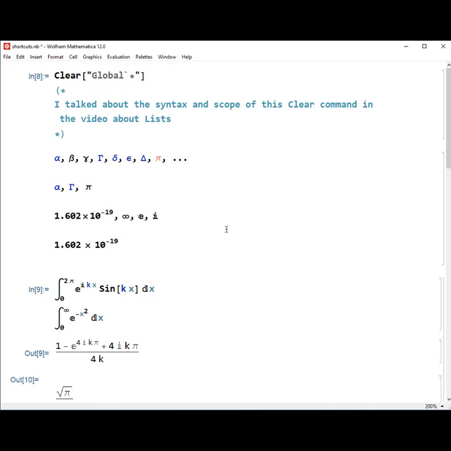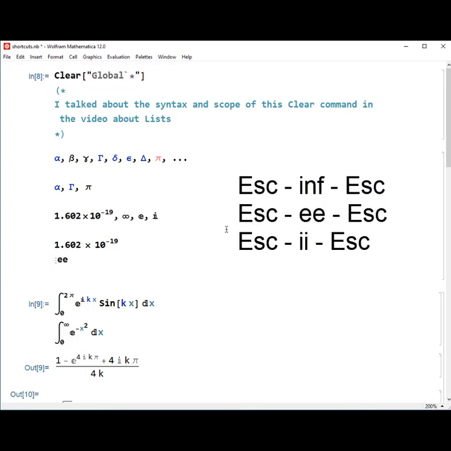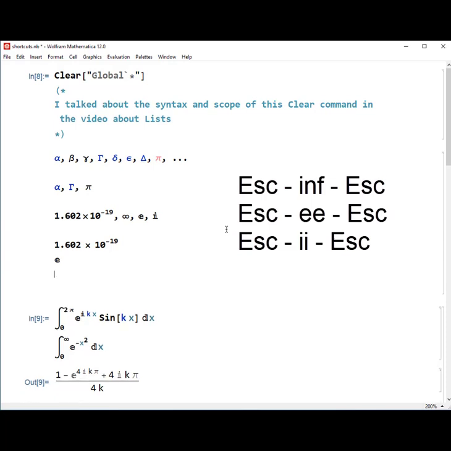Okay, so I used both an escape sequence and a control sequence in order to enter these. Let's go ahead and escape, and then for E, I'm going to do EE. I have to do the double E, and then escape again, and that gives me the numerical value for Euler's number E, and the same thing for the imaginary number I. I hit escape, and then I, and then escape, and I get the value of the square root of -1, the imaginary number I.